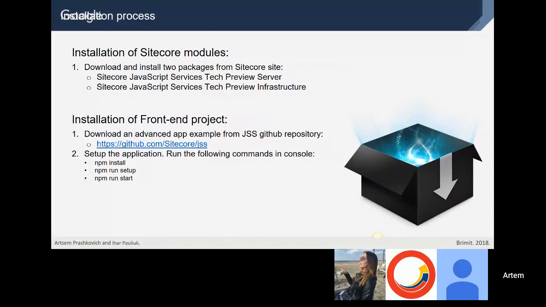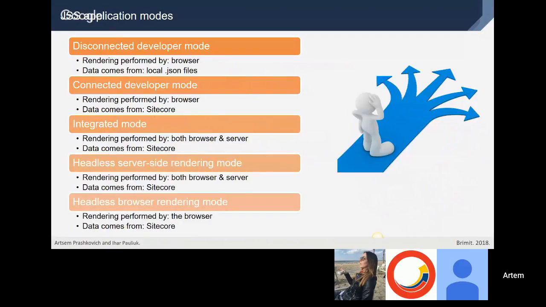The next thing that we are going to describe is application modes. JSS provides a list of application modes, providing flexibility for us. There is a long list of application modes. Some of them are better to use for the development stage, and some of them are good for the production stage, but all of them are characterized by two things. The first one is the place where rendering will be performed, and the second one is the data provider.